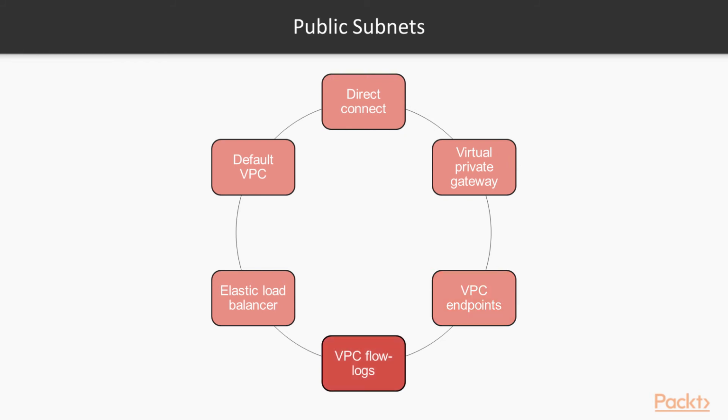Then we have VPC flow logs. You will want to enable VPC flow logs in order to monitor traffic and do any kind of network debugging. Multicast traffic isn't supported. Subnets must reside in a single availability zone. They can't span availability zones.